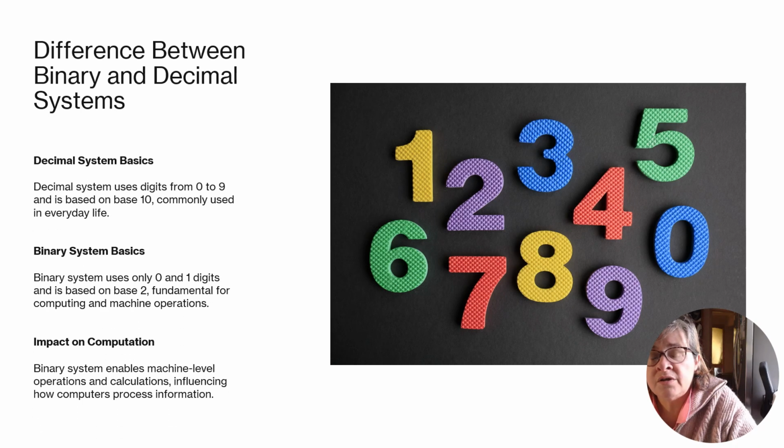While decimal uses 0 to 9 and base 10, binary uses only 0 and 1 with base 2. This affects how numbers are expressed and calculated, with binary being fundamental for machine level operations.